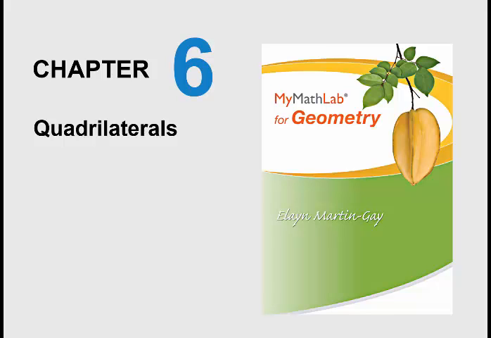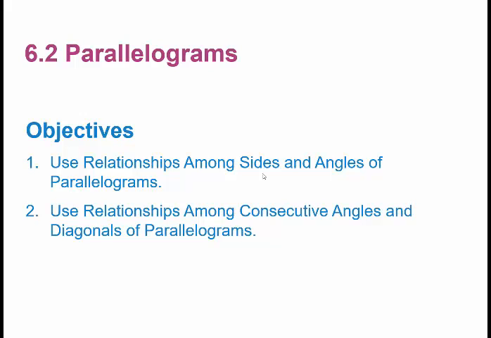Hi class, we continue our study in chapter 6 talking about quadrilaterals by moving into section 6.2. In section 6.2 we're talking about something called parallelograms, and these are very specific polygons. The two objectives in this section are to use relationships among sides and angles of these parallelograms, and I'll define what that is in a second, and then to use relations among consecutive angles and diagonals of different parallelograms.